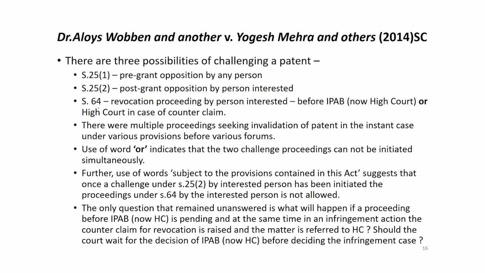Now, revocation by an interested person can be done at 2 forums. One is before the IPAB, which now has been abolished and the power has been given to the High Court, or before the High Court in case of counterclaim. There are 4 situations now: pre-grant opposition by any person, post-grant opposition by an interested person, and revocation by an interested person, 1 either before the IPAB, which is now the High Court, and 2 in case of counterclaim before the High Court. Now, what happened in this case, Alois Wobben? There were multiple proceedings in relation to identical claims, revocation, opposition, challenged at various forums.